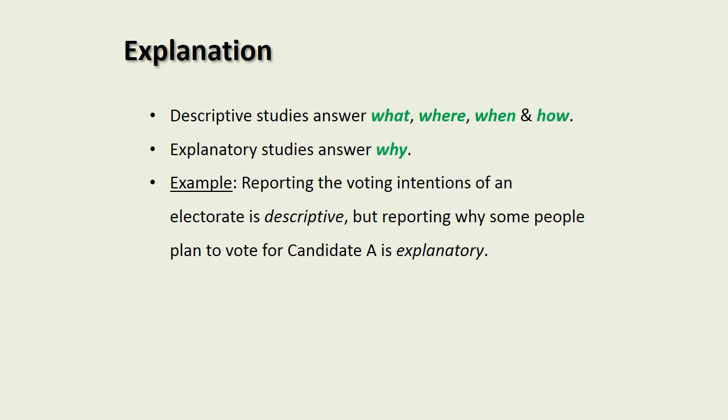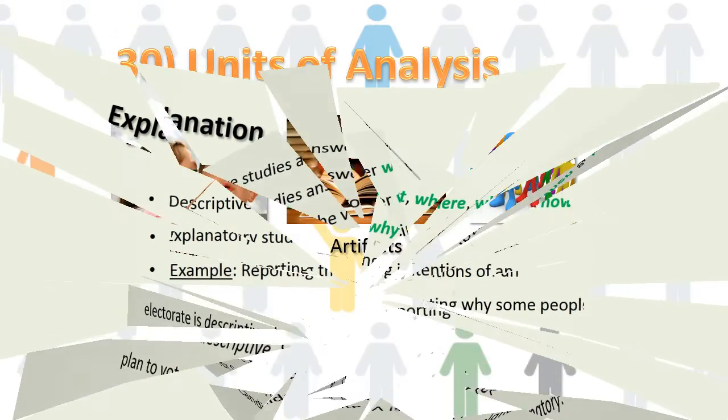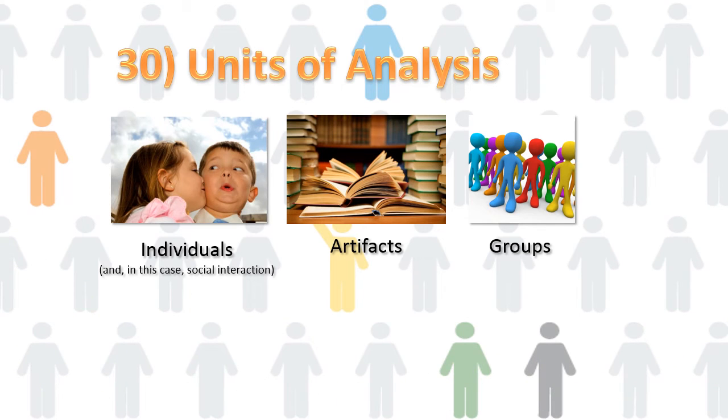Explanatory wants to answer why. Why is something the way it is? Okay, units of analysis. You've got a few choices here: individuals, groups, social interaction, like events, activities, and then, of course, artifacts, things.